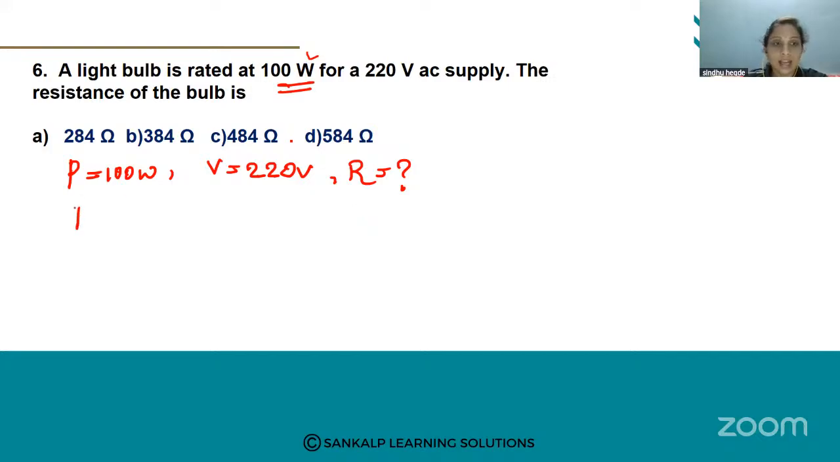That is R is equal to V square by P. Do you remember this formula?